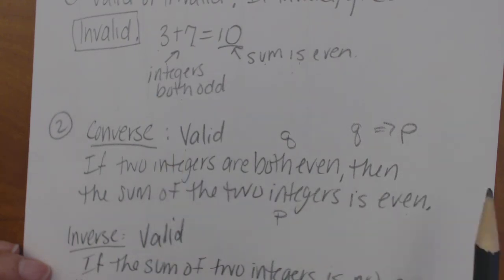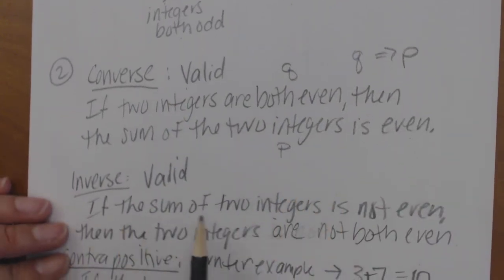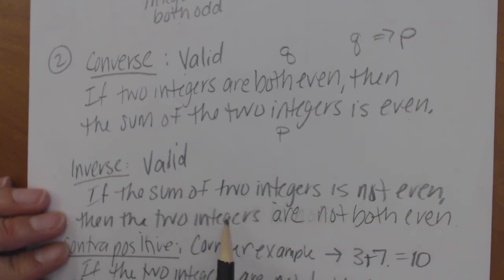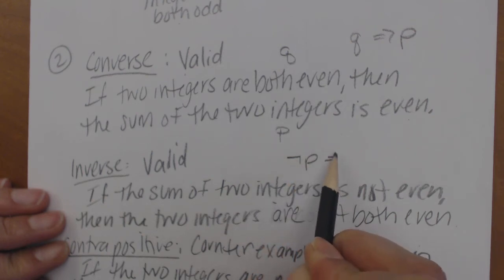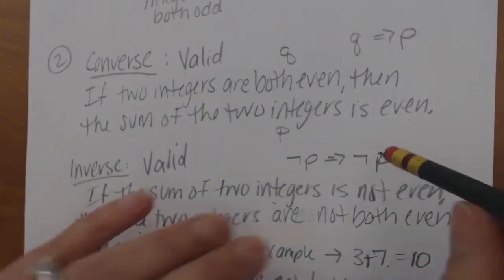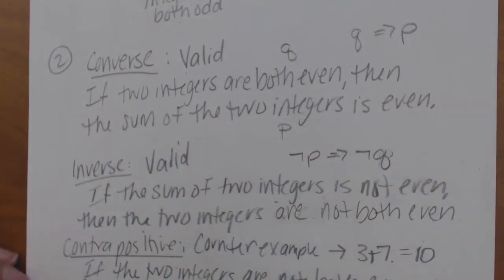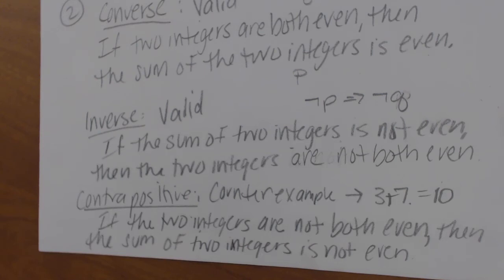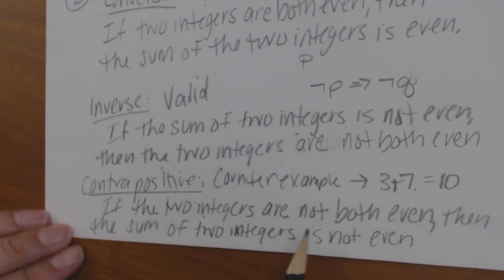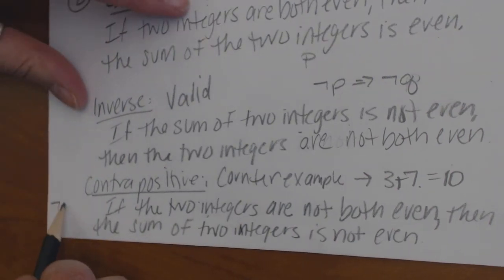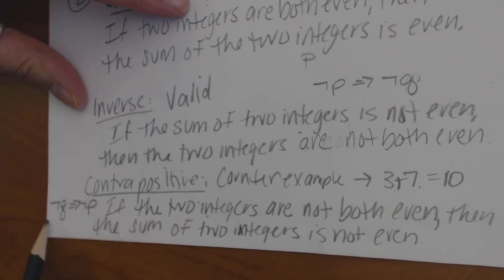This is valid. The inverse is if the sum of two integers is not even, then the two integers are not both even. So this is, if not P, then not Q. Oops, my bad. If not P, then not Q. There we go. So you had to negate both of them. And then the contrapositive is if the two integers are not both even, then the sum of the two integers is not even. So this is actually negating and flipping, not Q, then not P.